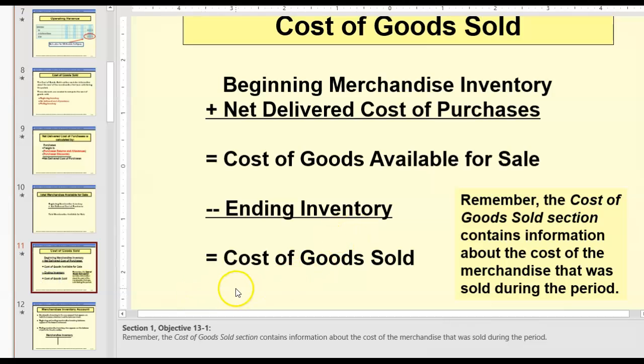And here's the entire formula for cost of goods sold. Beginning merchandise plus the net delivered cost of purchases, that's the cost of goods available. Now you subtract the ending inventory, and then you have the cost of goods sold. You'll never have to remember this formula. It's pretty much given to you. You can always write it down if you were taking a test in Accounting 1. This is going to be the next accounting level class. They really cover a lot of this cost of goods sold material. It won't be new.